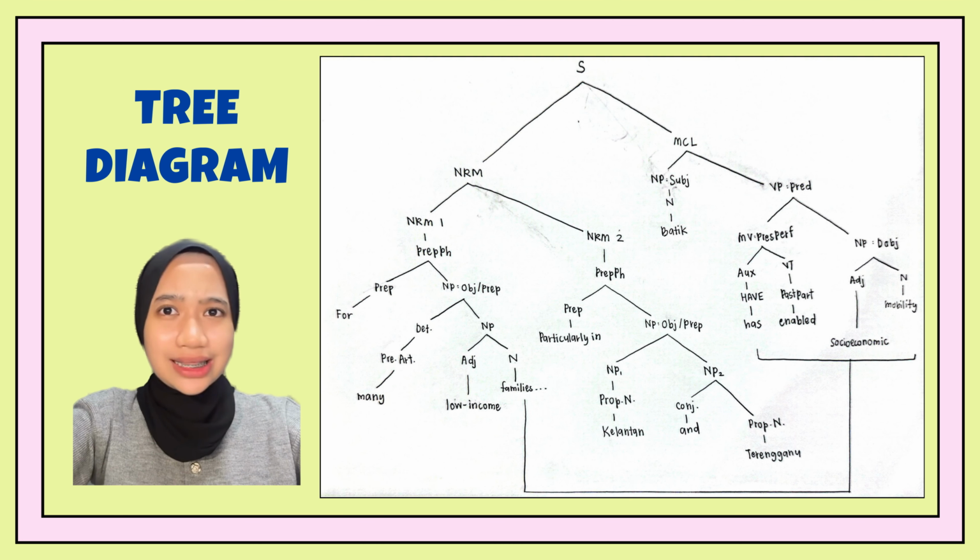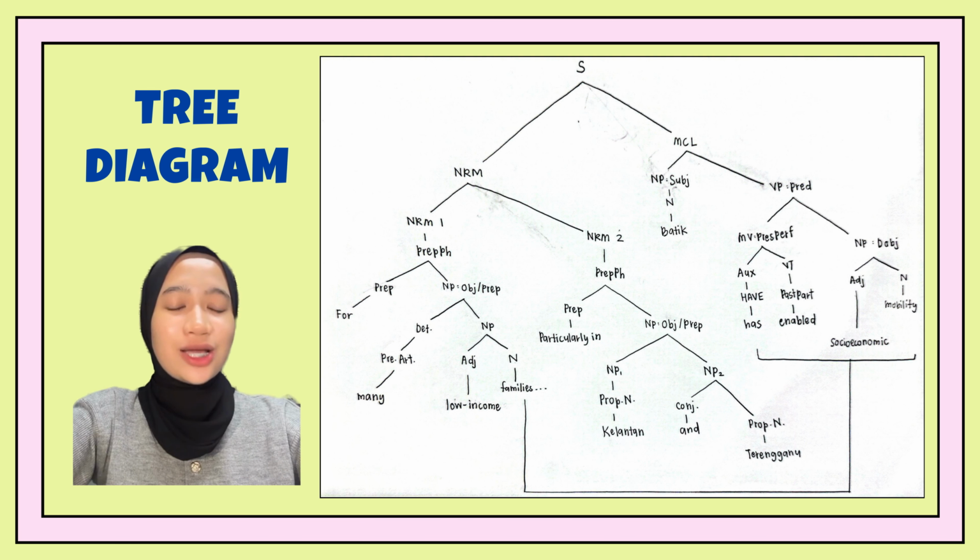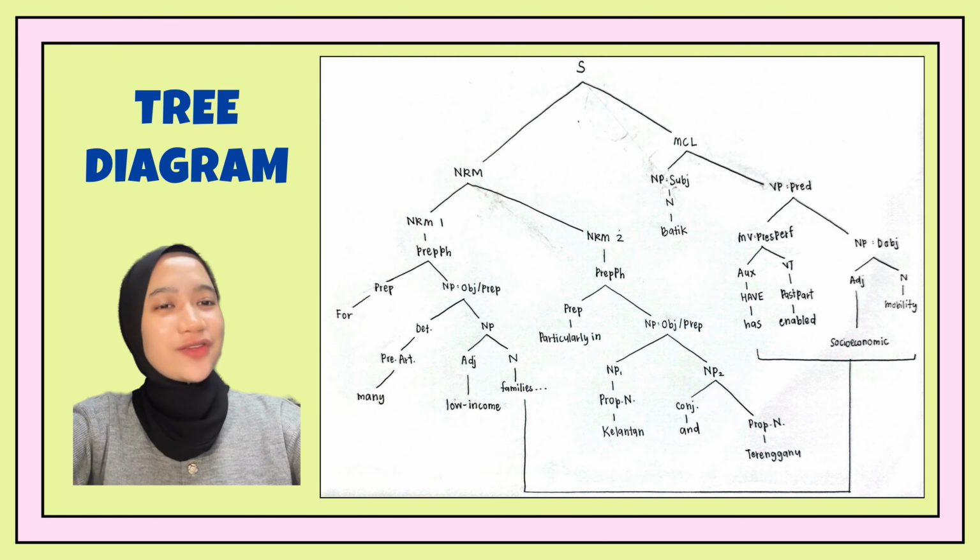In summary, the diagram shows how the sentence is hierarchically structured, with the main clause forming the core and the non-restrictive modifiers branching out as optional elements. This clearly illustrates that the sentence remains complete even without the non-restrictive modifiers.